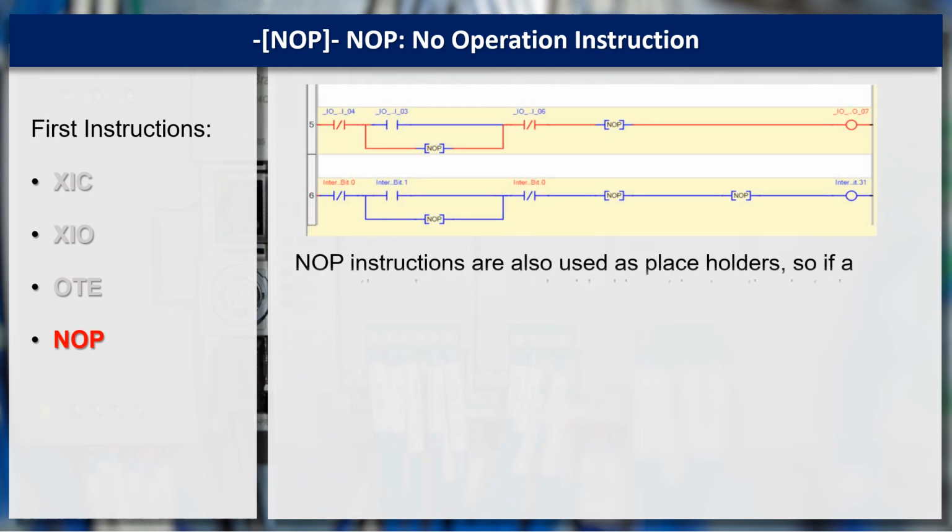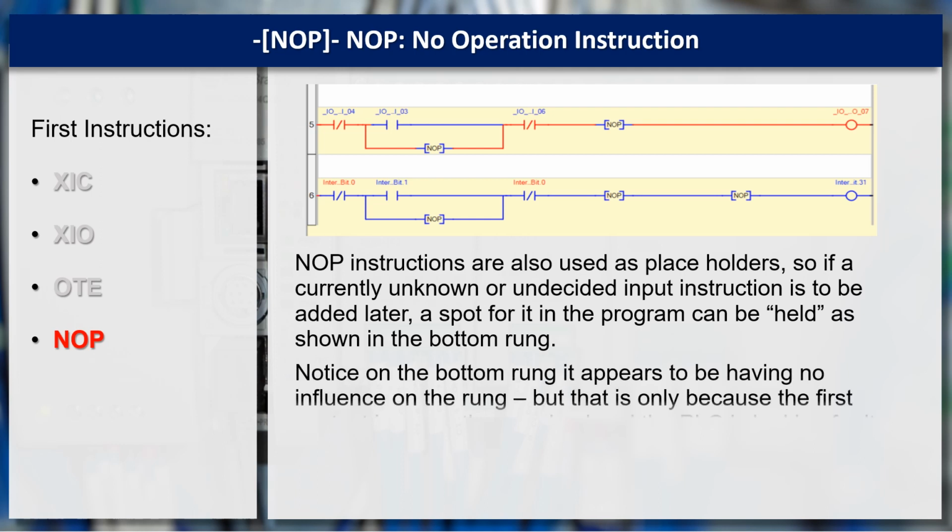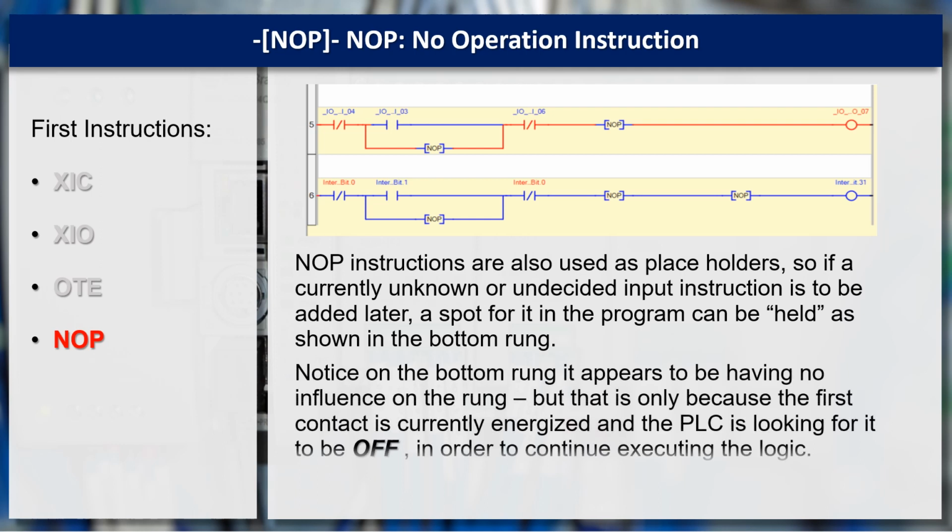NOP instructions are also used as placeholders. So if a currently unknown or undecided input instruction is to be added later, a spot for it in the program can be held as shown in the bottom rung. Notice on the bottom rung it appears to be having no influence on the rung, but that is only because the first contact is currently energized and the PLC is looking for it to be off in order to continue executing the logic. But look what happened to the top rung.